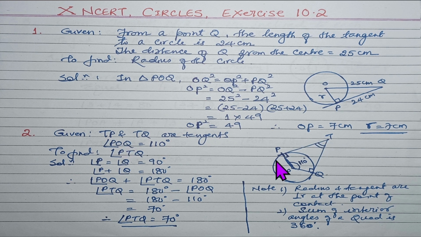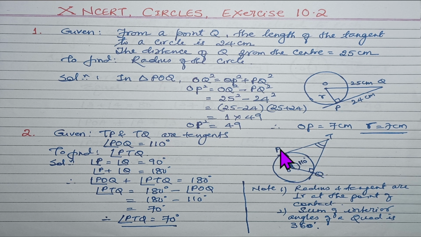We are given TP and TQ are the tangents drawn to a circle from an external point. So we have a circle with center O, and TP and TQ are the tangents drawn to the circle from an external point T. Angle POQ is 110 degrees. Now we have to find angle PTQ. So very simple. If you look at the figure, TP is a tangent drawn from an external point, therefore P is the point of contact, OP is the radius, therefore the angle OPT is 90 degrees because the radius and the tangent at the point of contact are perpendicular to each other, and for the same reason angle OQT is also 90 degrees.